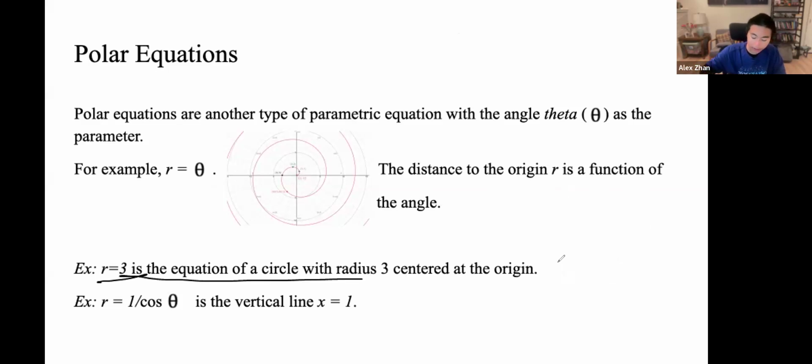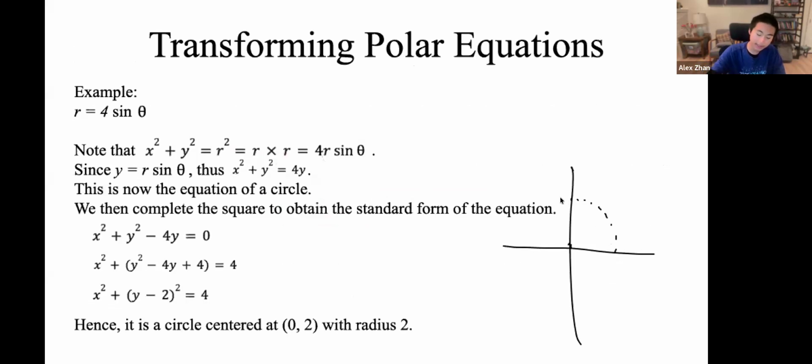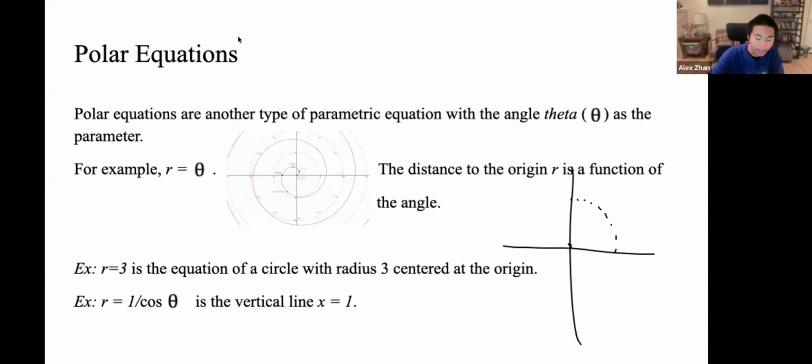r equals 3 is the equation of a circle centered at the origin with radius 3. Why is this? Because every point with radius 3 has distance 3 from the center. This is the definition of a circle: all points with equal distance to some point. So this is why r equals 3 is a circle centered at (0, 0).